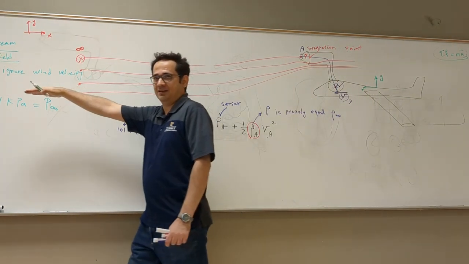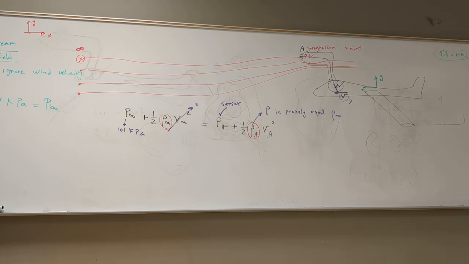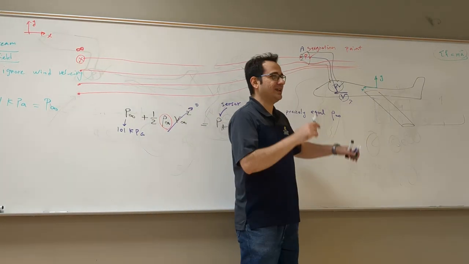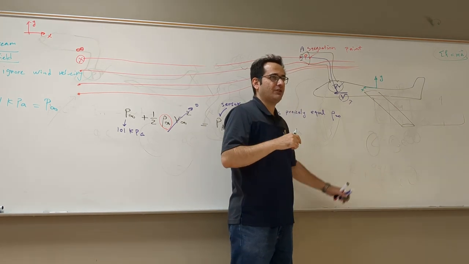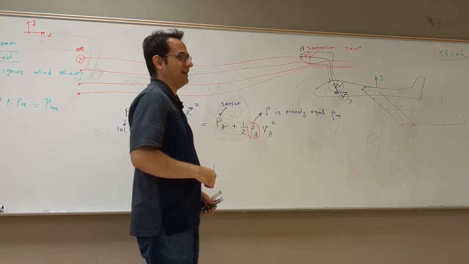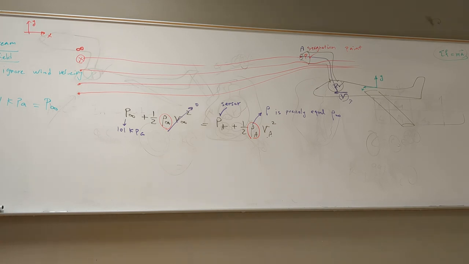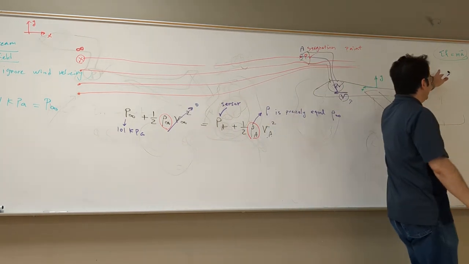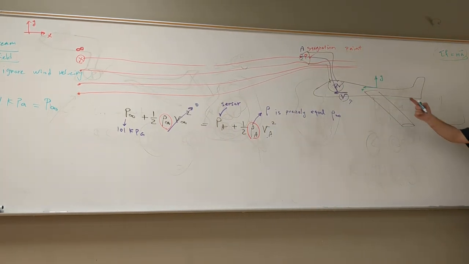In fact, even if the aircraft is accelerating, with this sensor, if you do all this equation, you may get a little bit of error in your velocity measurement, but the acceleration is not that bad. It's a very slow rate of change, so constant velocity is almost a good assumption. So yes, I can put my coordinate system right here.